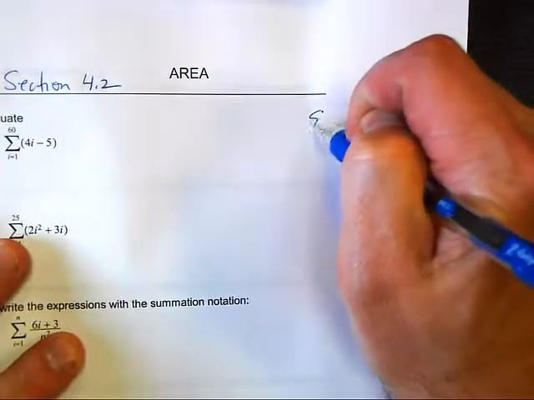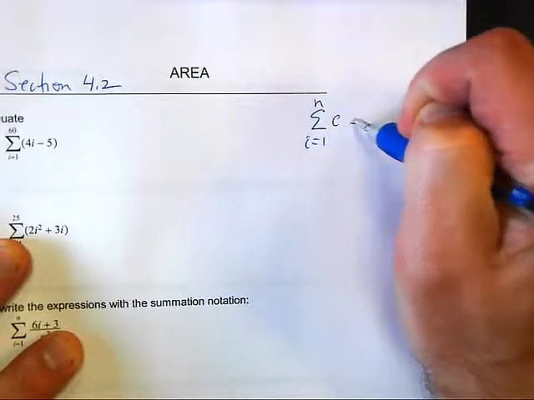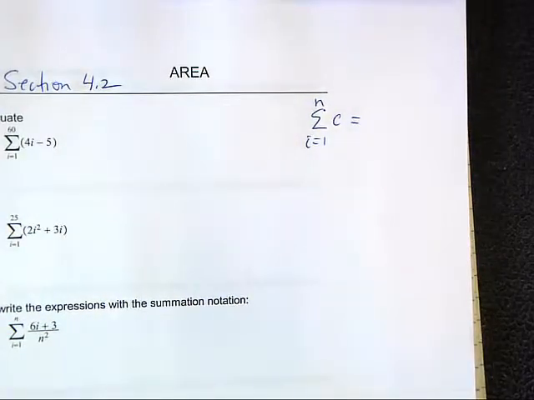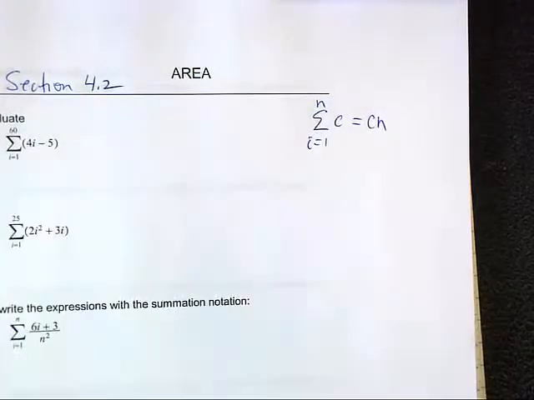We had the sum from i equals 1 to n of c. So how do I take a number c and add c plus c plus c plus c plus c, n times? What do you get when you take c plus c plus c plus c? C times n. You add a number up n times. That's the definition of c times n.